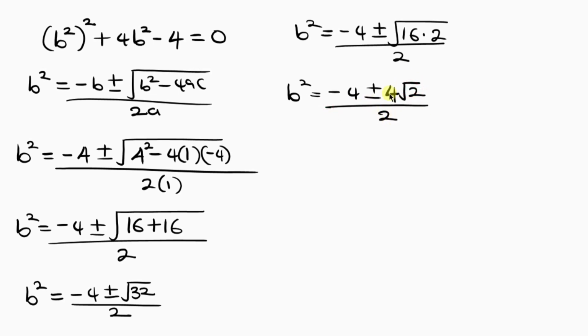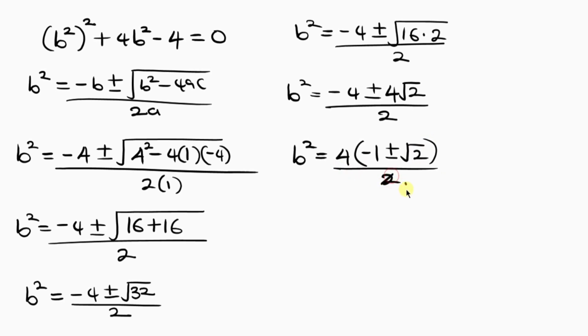Very good. So you notice that 4 is common. I can go ahead and factor out 4 so that I have b squared equal to 4 times. Now what is going to be remaining here? Negative 1 plus or minus the square root of 2 all over 2.